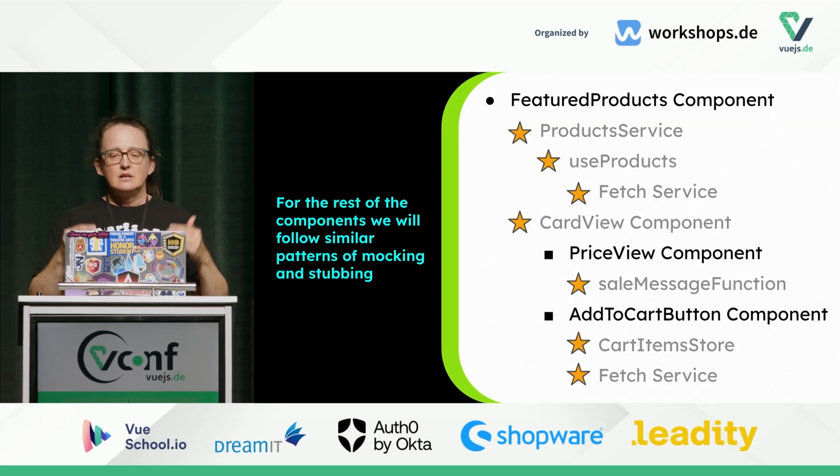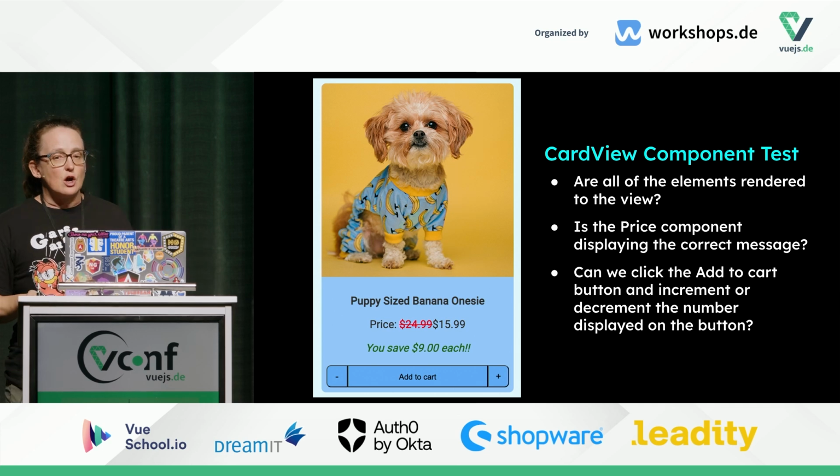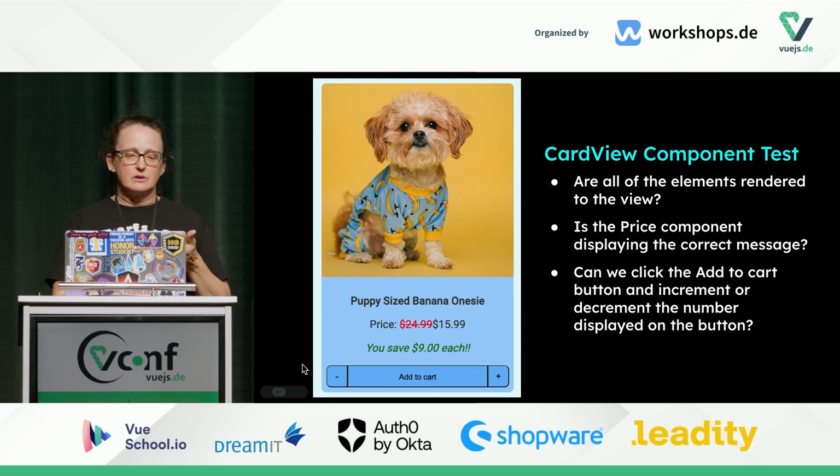For the rest of those components, we would follow a similar pattern of mocking, stubbing, potentially shallow mounting, potentially deep rendering. And then we get to the card view component test. In a component test, I actually do want to deeply render this, because I want to make sure that when all of the elements are rendered to the view, they are correct. I want to make sure that the price component is displaying the correct method, and that when I click these buttons, I'm seeing the correct behavior.